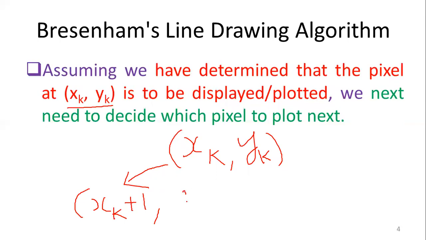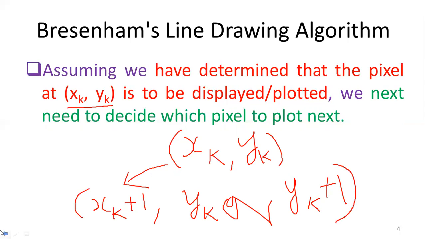The y coordinate can either be yk itself, or it can be yk plus 1. So the y coordinate you cannot say. The y coordinate of the next pixel to be plotted can either be yk or it can be yk plus 1. But the x coordinate you can say, the x coordinate will be xk plus 1.